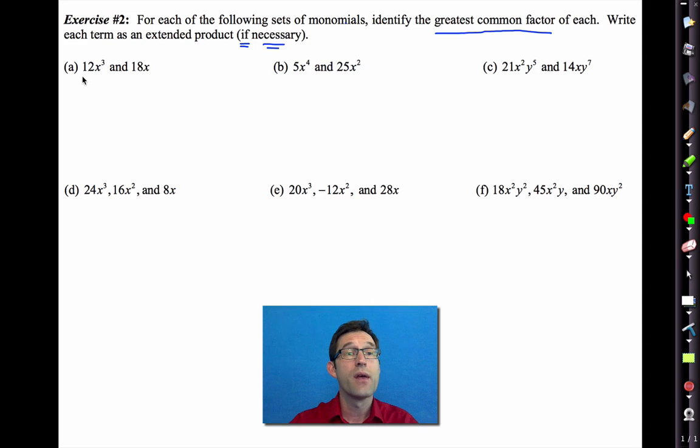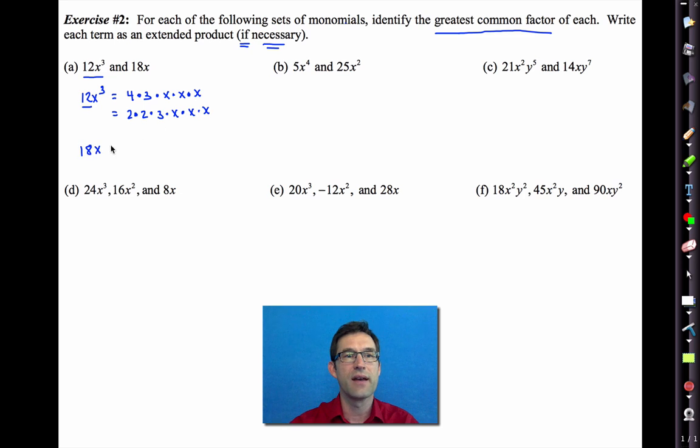So watch. Let me take 12x cubed. What is 12x cubed? Well, the first thing I'm going to do is attack the number. 12x cubed is 4 times 3 times x times x times x. But that 4 can be factored a little bit more, right? That's 2 times 2 times 3 times x times x times x. So that is 12x cubed completely factored.